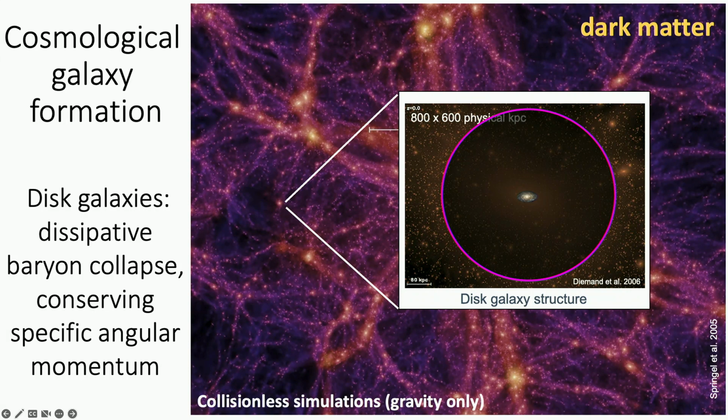And we think that's a function of how galaxies form within the standard cosmological framework. They form by a dissipative collapse of the baryons within the dark matter halo, conserving specific angular momentum to set up an equilibrium rotating disk. And so those baryons end up in the very center of the dark matter halo. And at least to zeroth order, this theory for how galaxies form seems to work pretty well.